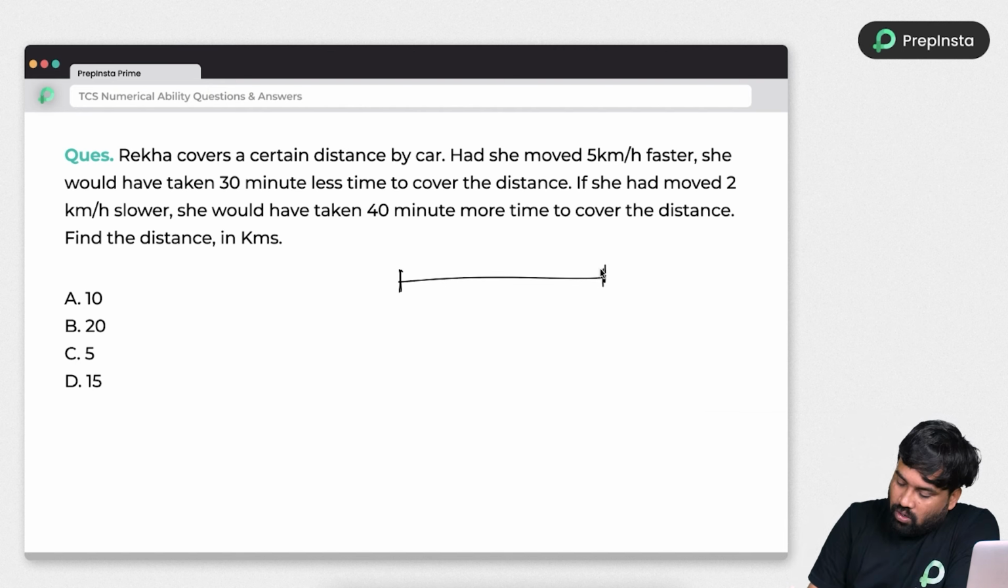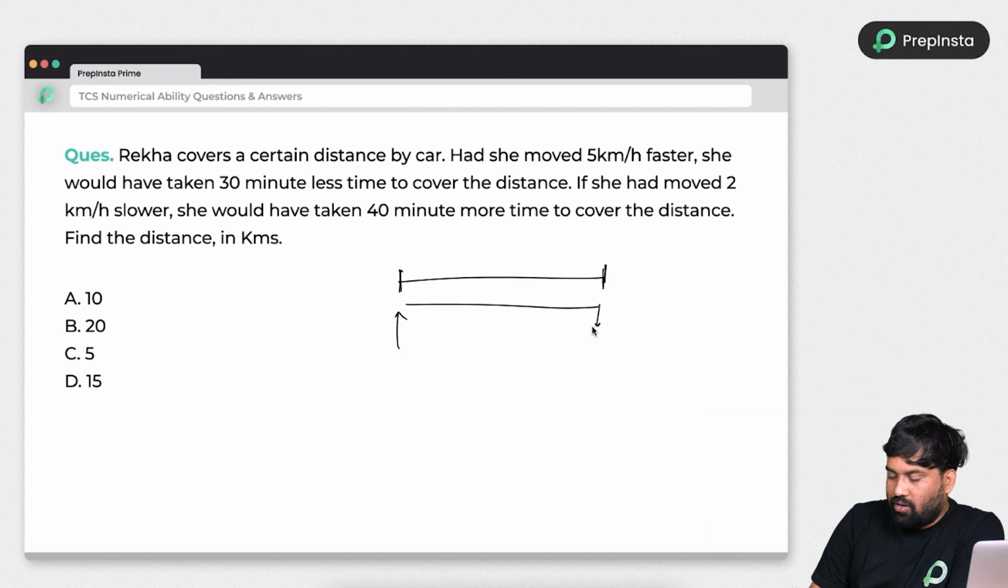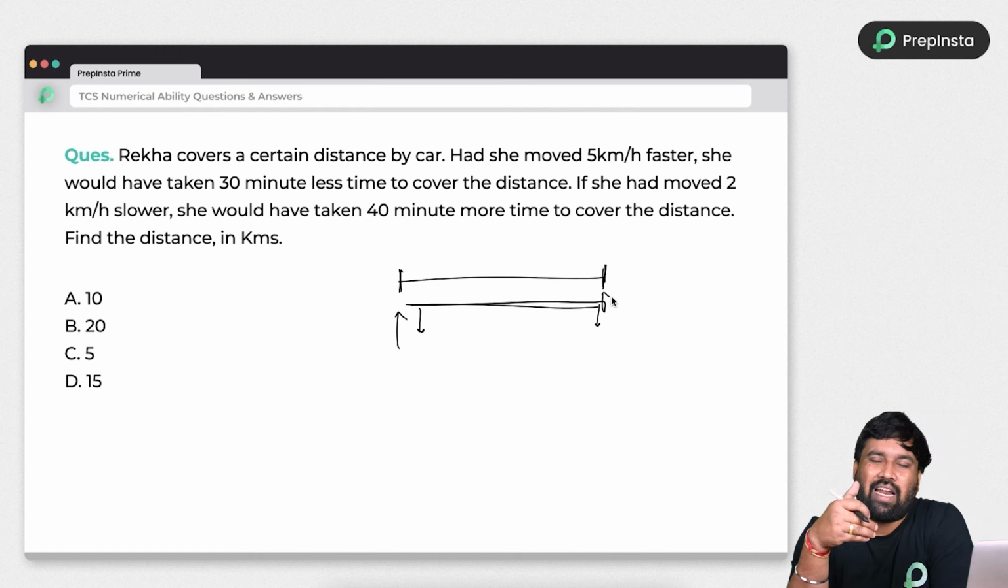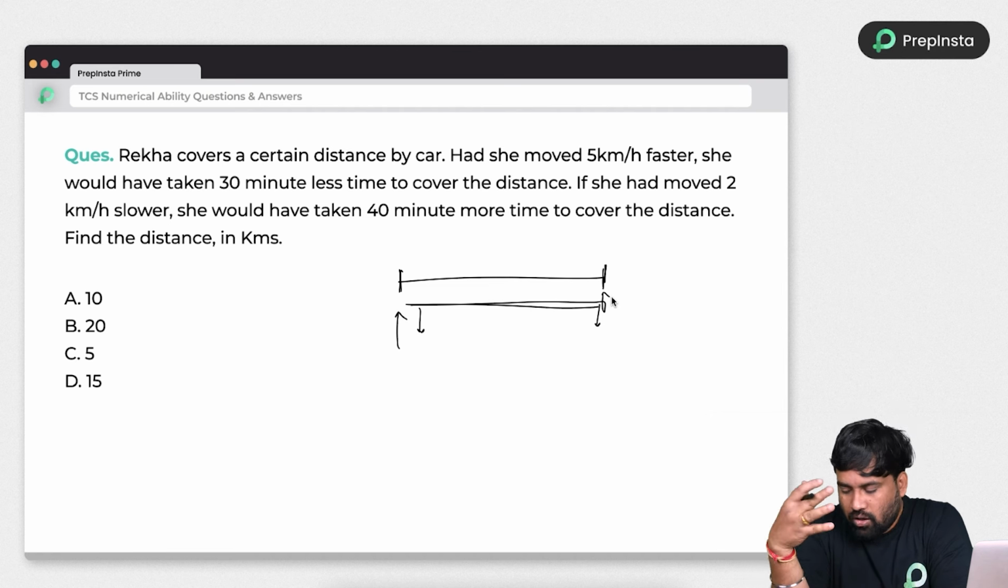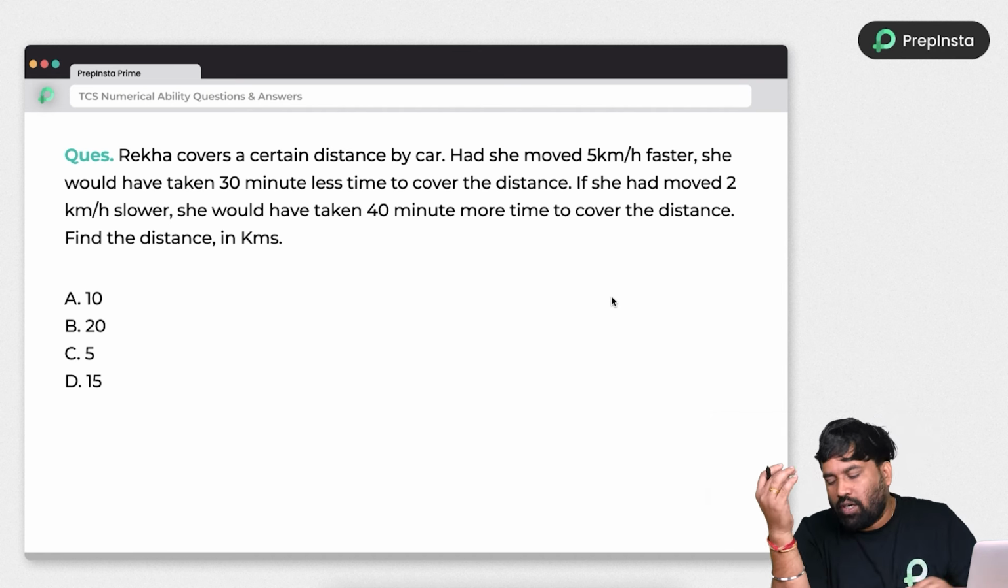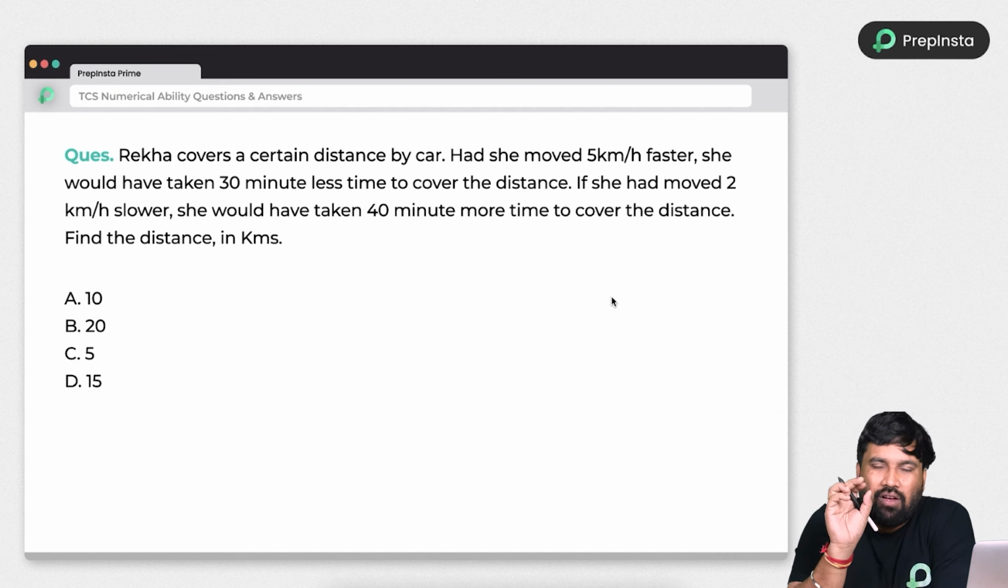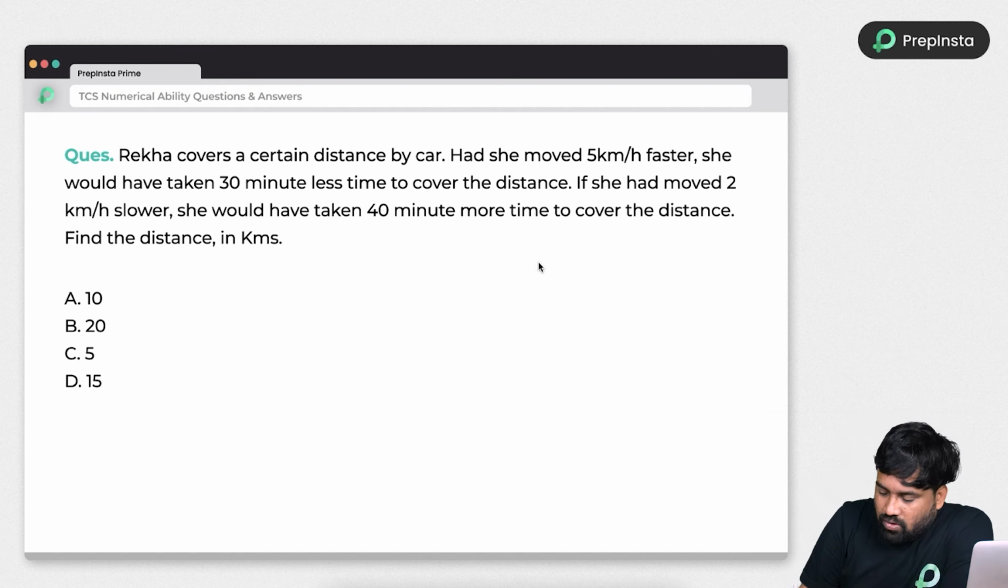So when the distance is constant, what they will say is, if the speed is increased, the time will be reduced. And if the speed is decreased, then the time will be increased. They will say like extra time he took or less time he took, right? So for this type of problem, remember you need to use one formula. Whenever the speeds are different, the distance is always constant.